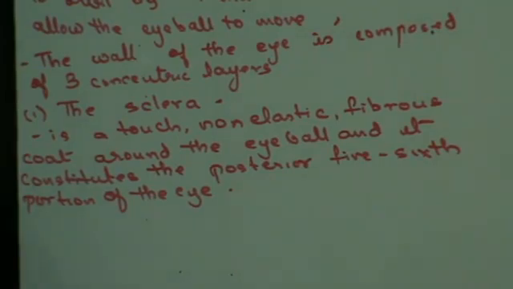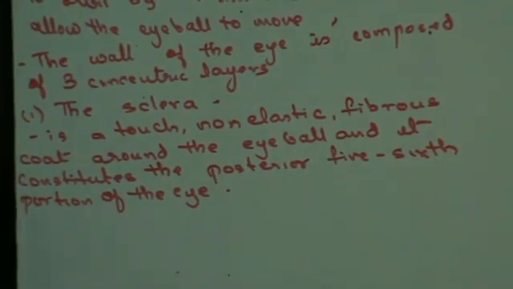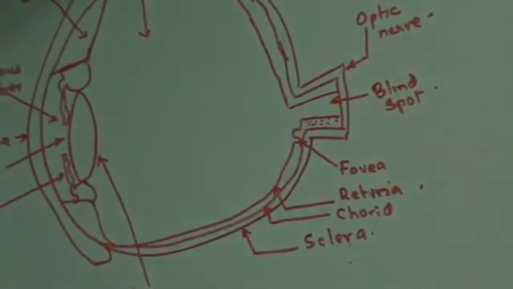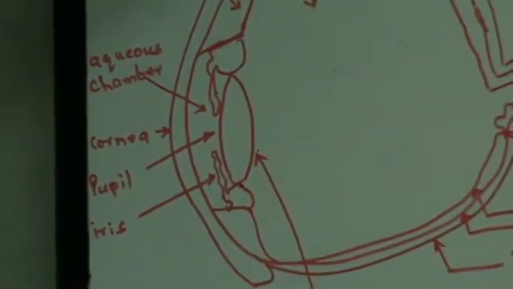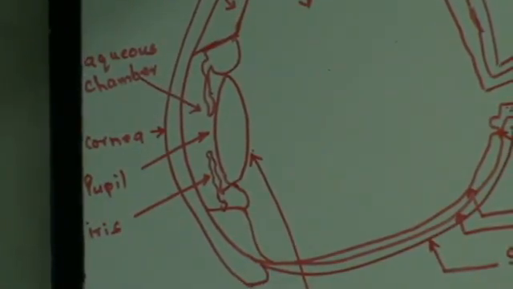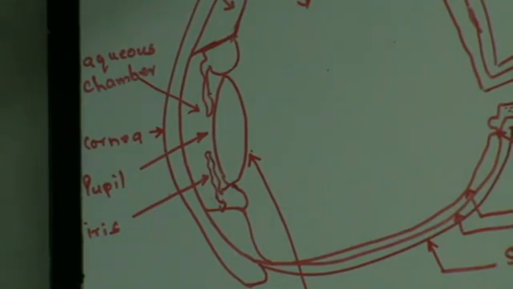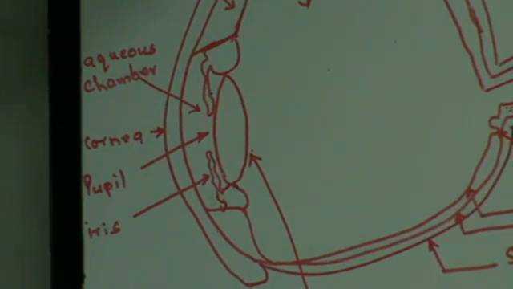Now, the transparent and circular cornea lies in front of the sclera. You can see that in the diagram, guys. Here's your cornea. It forms the anterior 1/6 part of the eye. Sclera lacks blood vessels and is composed of a special type of connective tissue. That's what sclera is made up of.